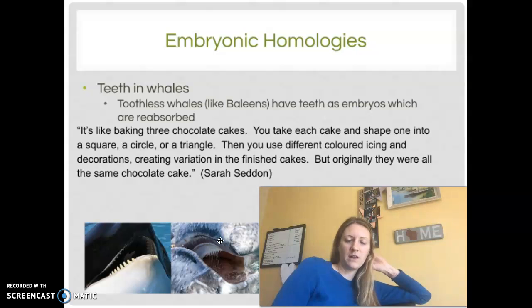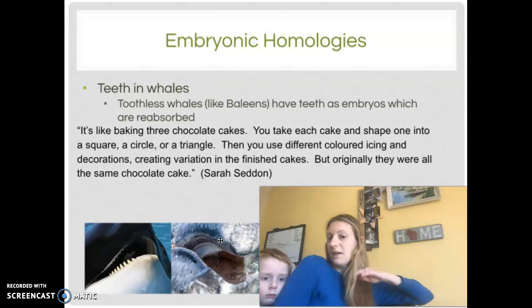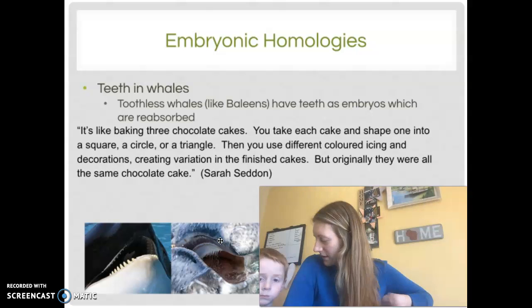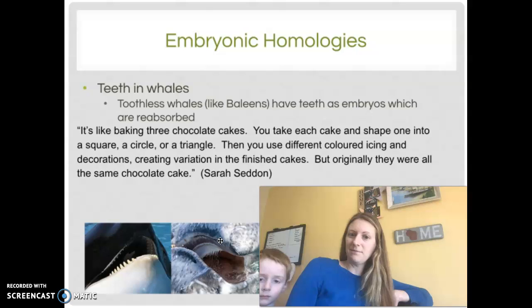And I've got a quote here that I think is pretty applicable to this homology. It says, it's like baking 3 chocolate cakes. You take each cake and shape one into a square, a circle, or a triangle. Then you use different colored icing and decorations, creating variation in the finished cakes. But originally, they were all the same chocolate cake. And that's the same thing here. Originally, we're all the same embryos, but at some point, we start to differentiate into different things. It's just an example I was saying. There's no actual chocolate cake, sadly.